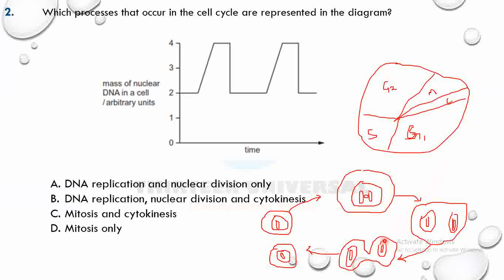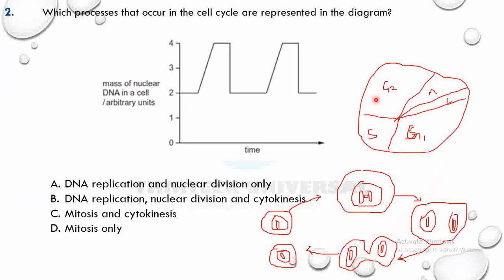So can you see, now when the cell undergoes cytokinesis, it is split. This is one big cell split into two. So when it splits, each cell has the original mass of DNA, which is 1 according to this, okay? So it's going to involve DNA replication, nuclear division, and cytokinesis. So that should be B.